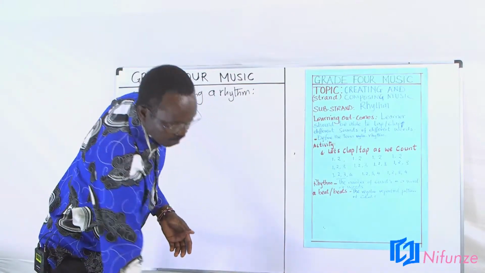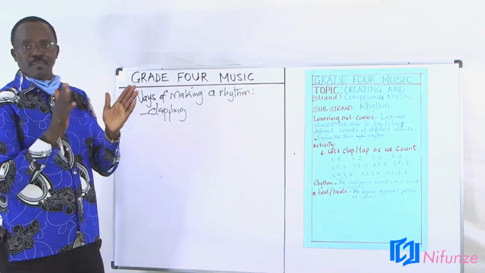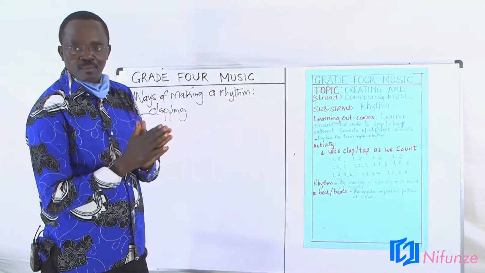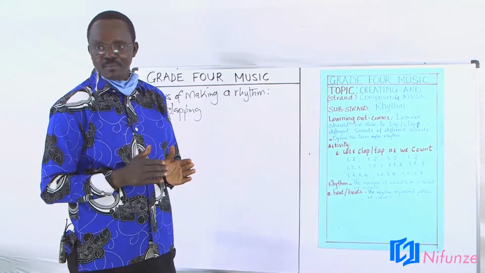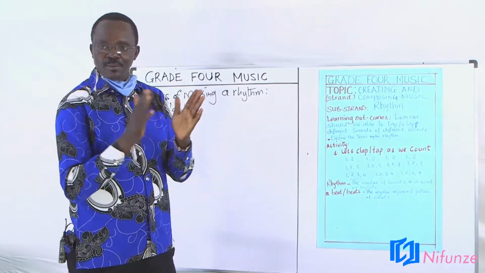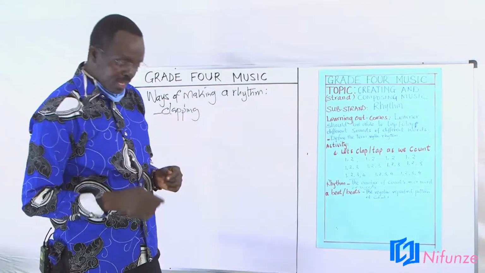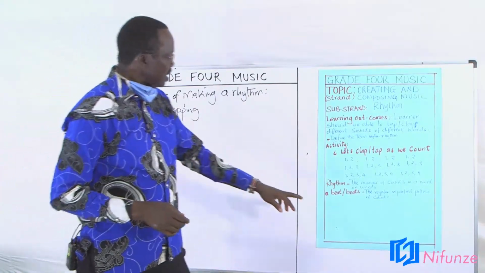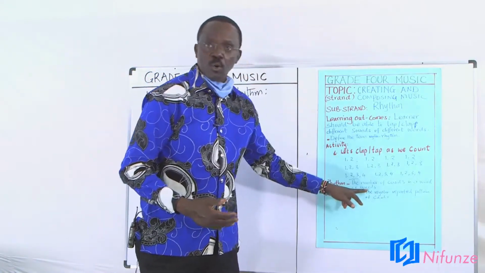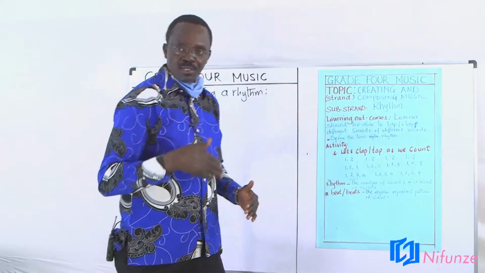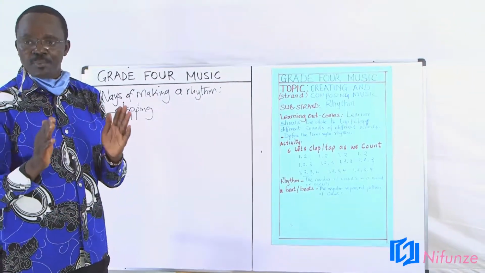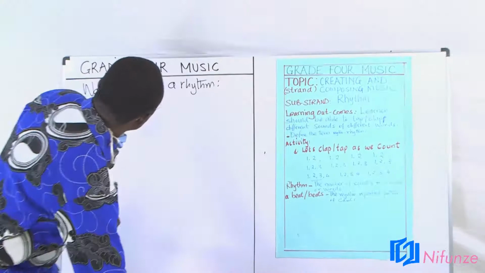When we clap, we are making a rhythm. When we clap our hands the way I'm doing, there's one way of making a rhythm. Remember we said a rhythm refers to the number of counts in a word or words. I'm going to bring in words after you have known. Then I'm going to engage you how to clap to create a rhythm.